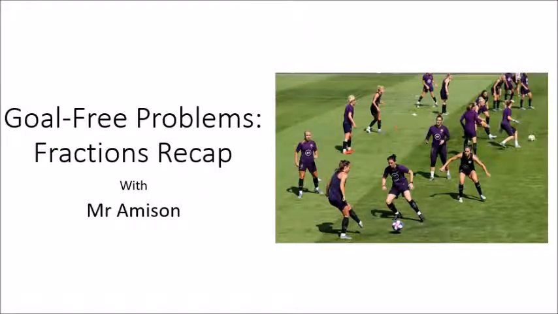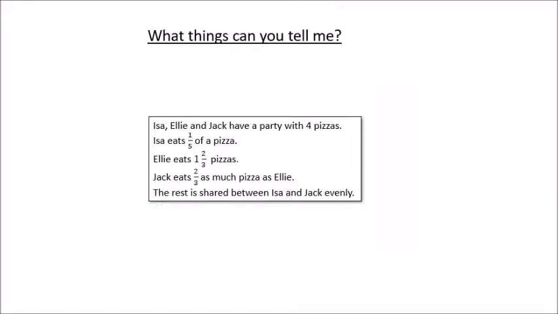In this video we'll be recapping basic fractions, and to do that I'll have a goal-free problem. So here's the information. Isa, Ellie and Jack have a party with 4 pizzas. Isa eats 1/5 of a pizza. Ellie eats 1 2/3 pizzas. Jack eats 2/3 as much pizza as Ellie. And the rest is shared between Isa and Jack evenly.